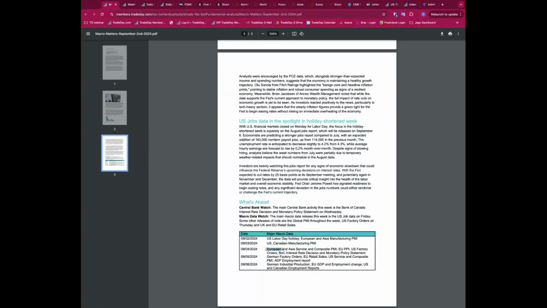Then we get the European and Asian services and composite PMI data on Wednesday. We also get the Bank of Canada interest rate decision and monetary policy statement on Wednesday. So we're certainly going to be watching out for that, to see if there are any clues as to where they're going on their policy, in relation to, obviously, the Fed coming up. We'll talk about the Fed in a little bit.